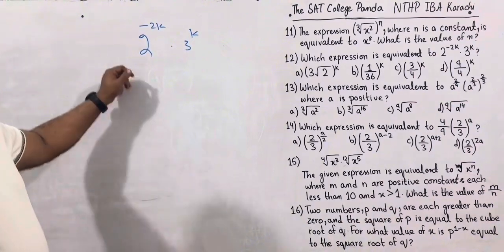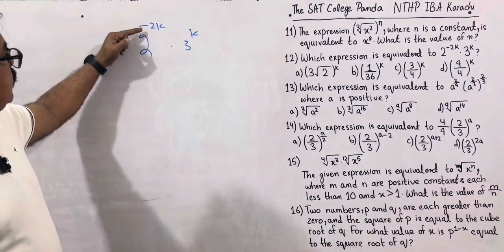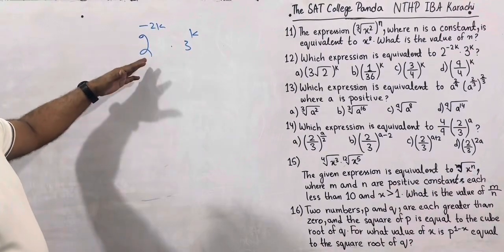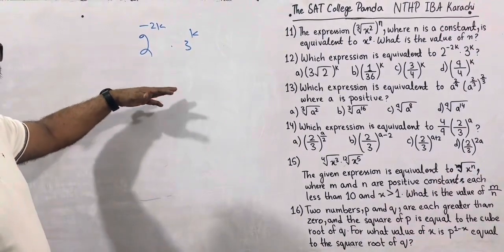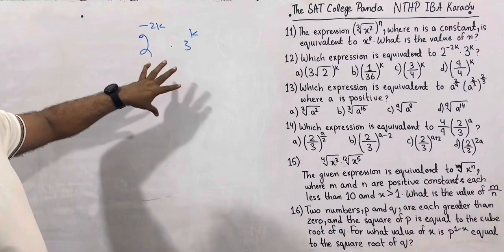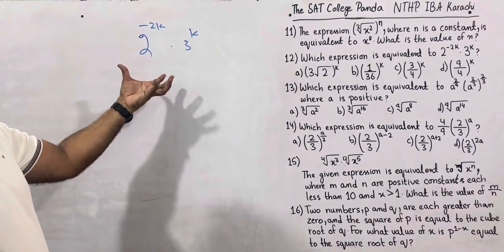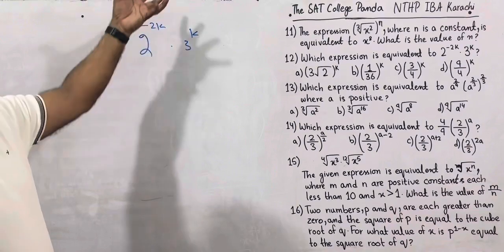So we have to get rid of this 2 raised to negative 2 and merge this. The power of 2 is alone and the power of 3 is also k. Their power is k. We have to figure it out and write it as a single term raised to k.